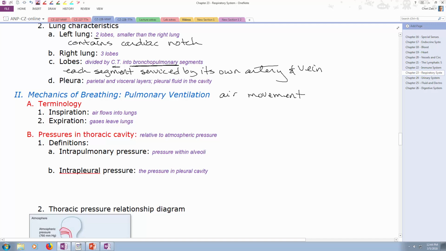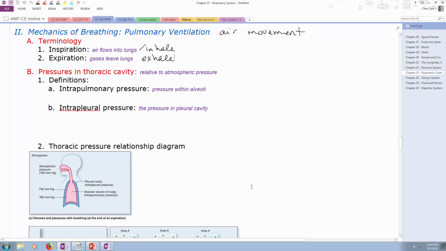Pulmonary respiration is gas exchange. So when we use respiration, we are talking about gas exchange at the cellular level. Inspiration, air is flowing into the lungs, also inhalation. So you inhale. Expiration, gases are leaving the lungs, so you are exhaling.